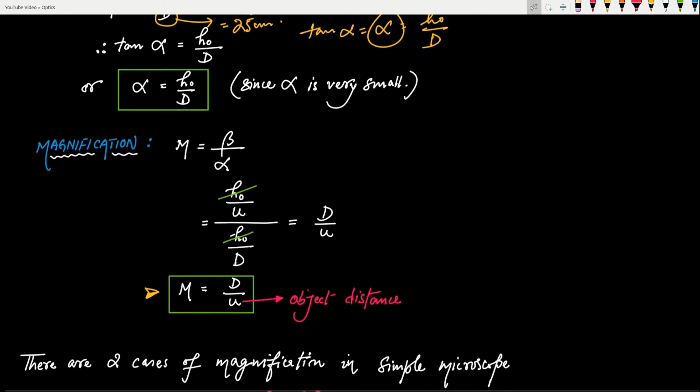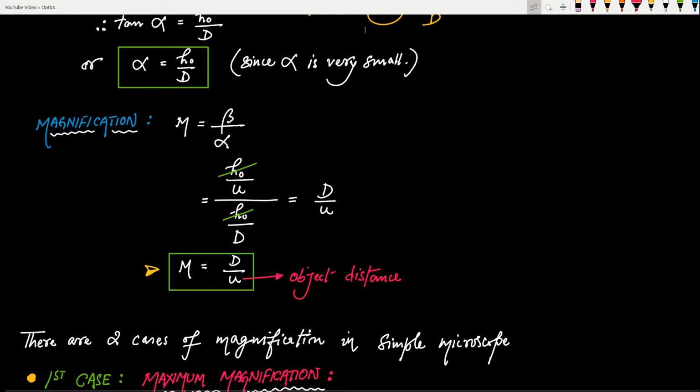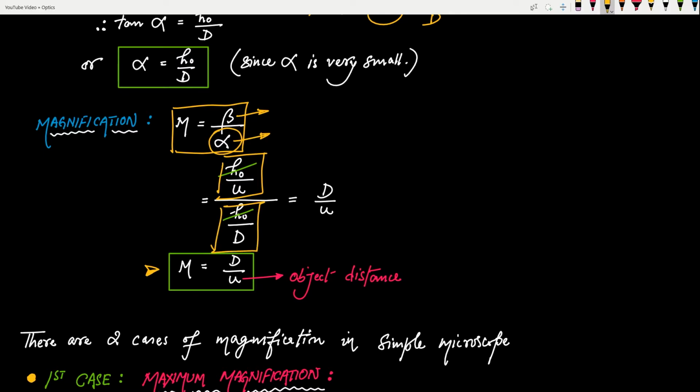Now we will apply the values that we received for beta and alpha in the formula of magnification. We know that magnification is beta by alpha, where beta is the angle subtended by the final image at our eye when microscope is used, and alpha is the angle subtended by the object at our eye when the object is kept at the distance of distinct vision when no microscope is used. I hope this is clear. Now just put the values of beta and alpha. We have got beta as h naught by u and alpha as h naught by d. Just h naught will get cancelled out, and we got magnification of simple microscope as d by u, where u is the object distance. Simple as that. Now this is the basic formula for magnification for simple microscope.